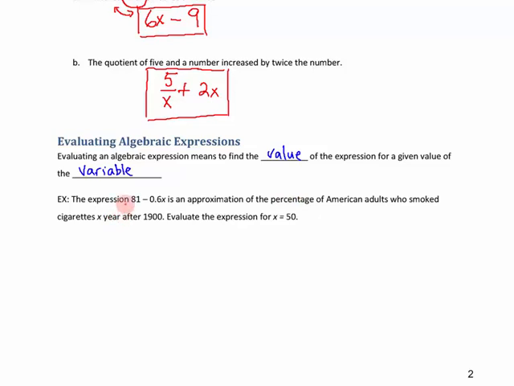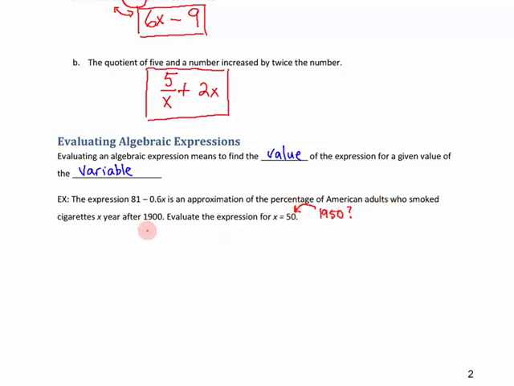Now, one of the important things that you want to always do on any word problem, and you're going to see several of them throughout every section, is to make sure you understand what the problem is saying. The value of this expression is this percentage of adults who smoke cigarettes. x represents the number of years since 1900. So if I'm asked to find the value at x equals 50, I'm actually being asked to find what percentage of American adults smoked in 1950.